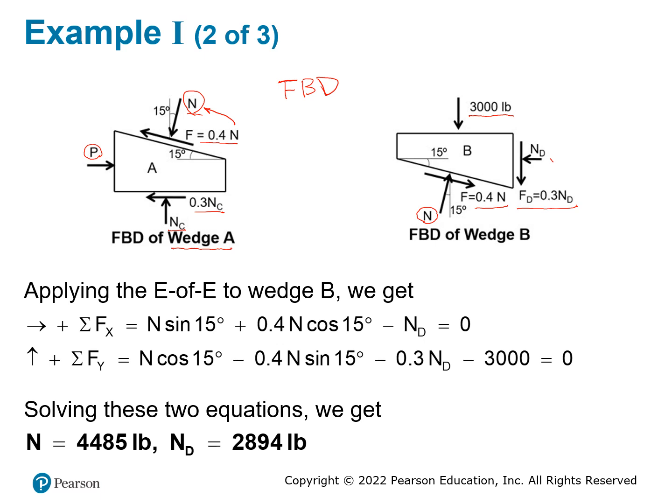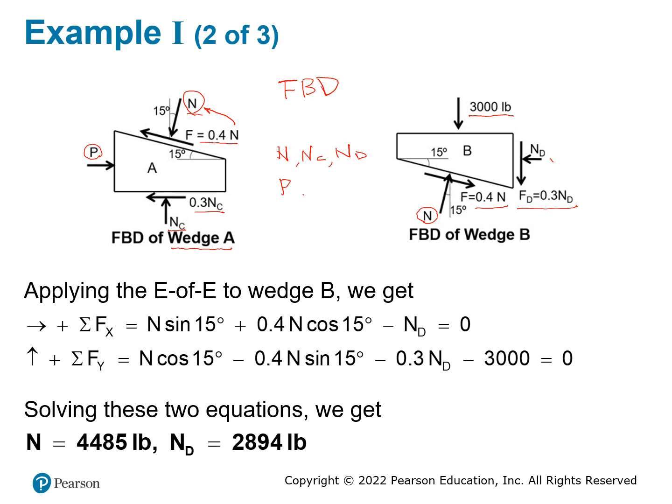Let's count how many unknowns we have. We have n, we have MC, we have MD. MD is the wall and the wedge of B. We have push force, which is the one that we try to solve.